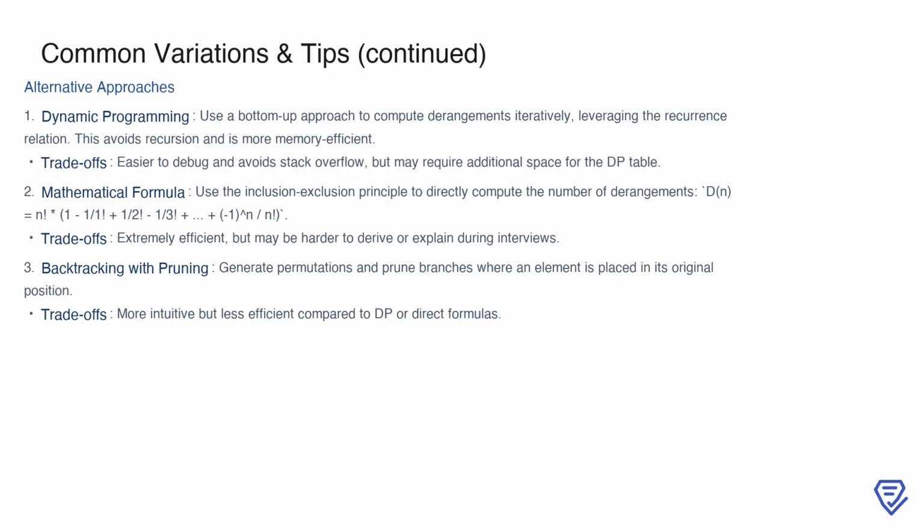Here, you generate permutations and skip branches where an element is placed in its original position. While this method is conceptually simpler, it tends to be less efficient compared to dynamic programming or direct formulas, especially for larger inputs. Choosing the right approach depends on the problem constraints and the context in which you're solving it.